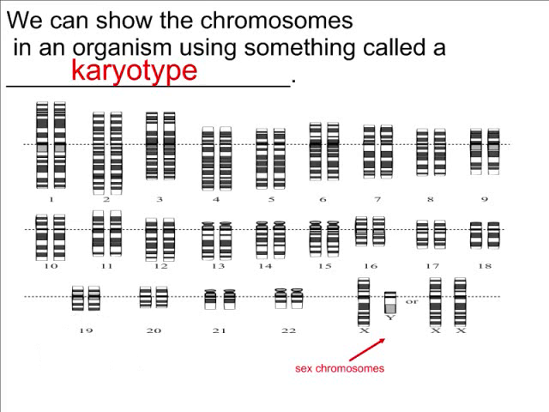I want you to look at pair number 23, which are called the sex chromosomes. These are the chromosomes that determine gender. Right, now you have two sex chromosomes. You can either have an X or you can have a Y. If you have one X and one Y, you would be a male, and if you have two X's, then you would be considered a female.